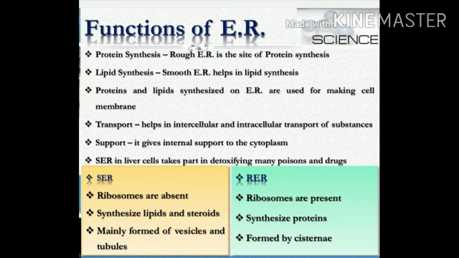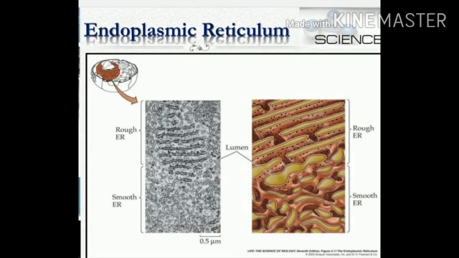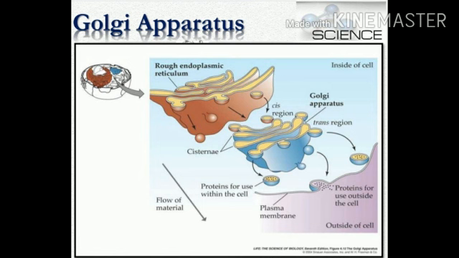Here is a small difference between SER and RER. SER, ribosomes absent; RER, ribosomes present. Synthesizes lipids, synthesizes proteins. Okay, now here's a small picture of ER, rough ER and smooth ER. You can see on the rough ER small dot-like structures. These are the ribosomes. Now our next organelle is Golgi Apparatus.